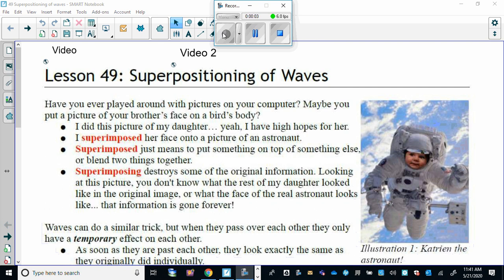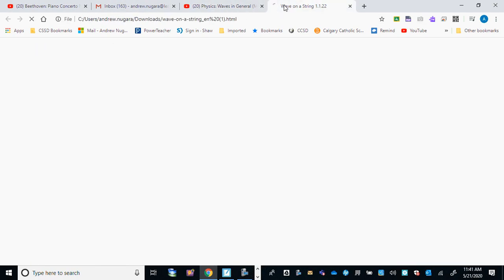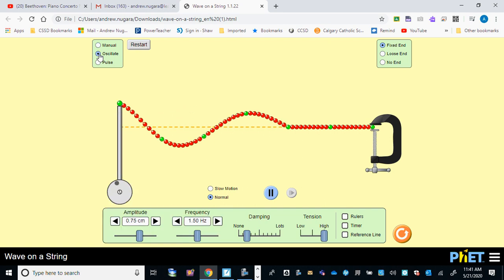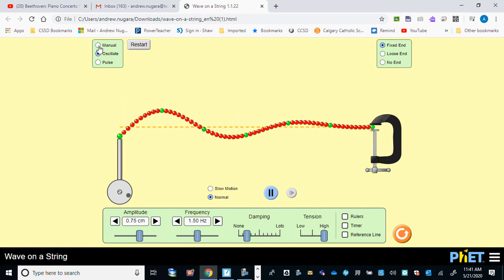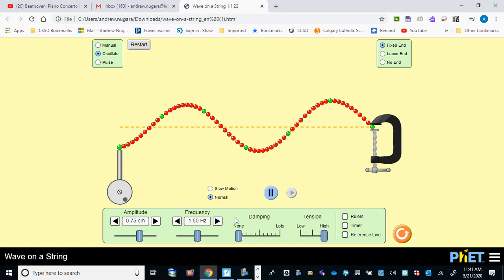Lesson 49, the superpositioning of waves. And let's try to demonstrate that with our wave on a string. So this time we're going to oscillate it, and we're going to get rid of the dampening.